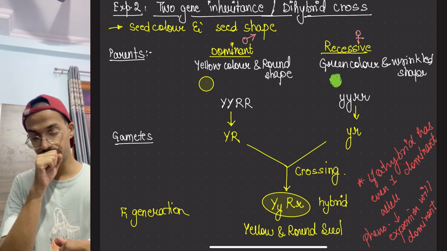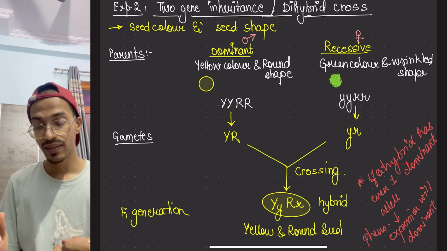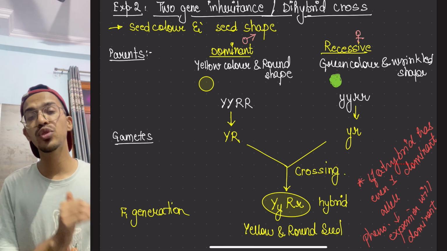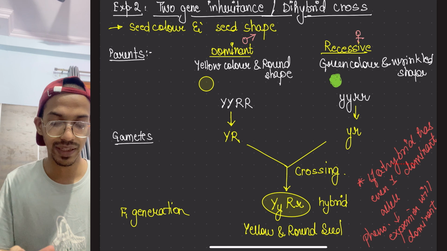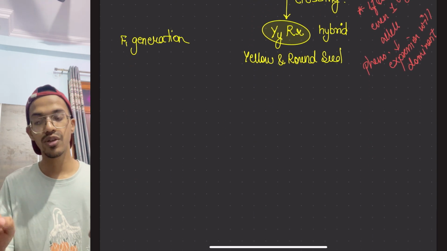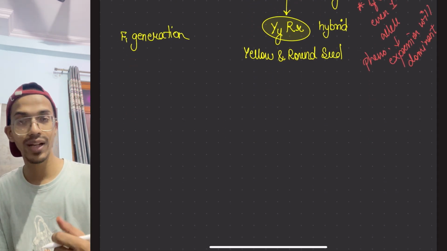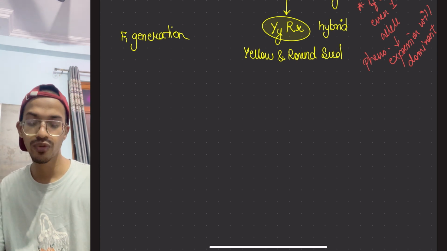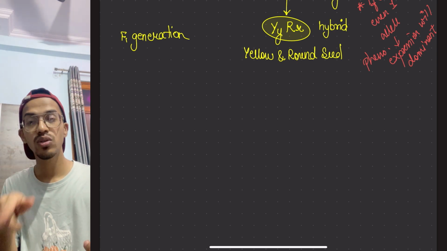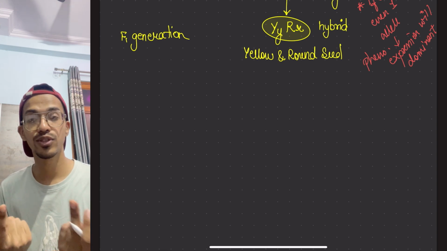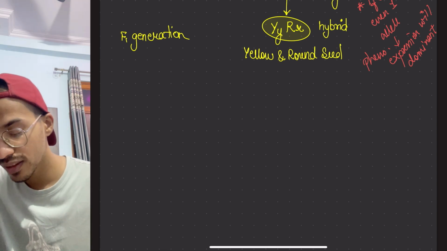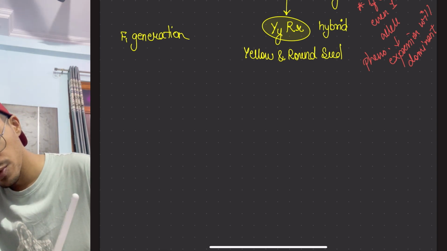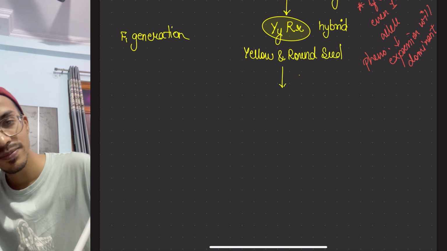Moving on to the next one, when we do the F2 generation, what is happening? For the F2 generation, this F1 generation will act like your parents. And now they are all siblings. Siblings are having inbreeding. So this is what we call selfing, right?